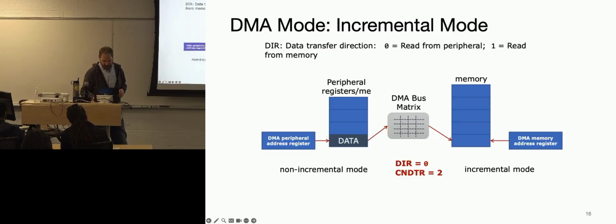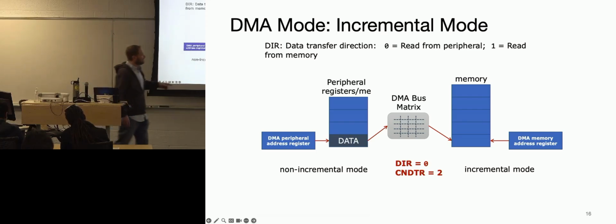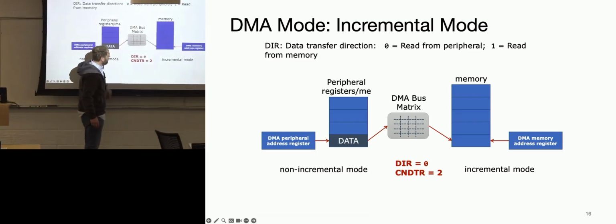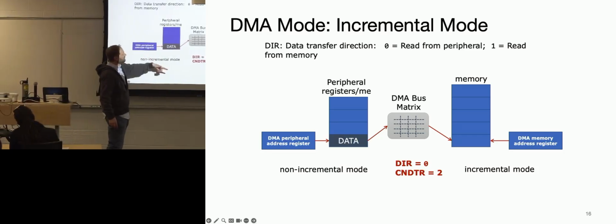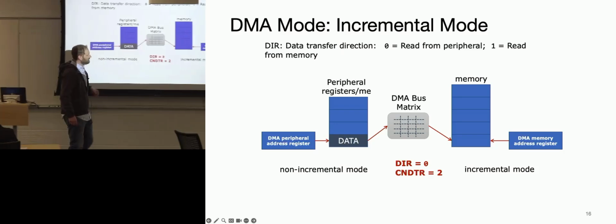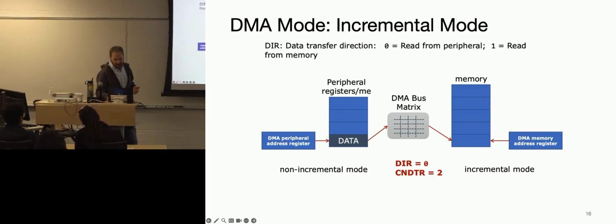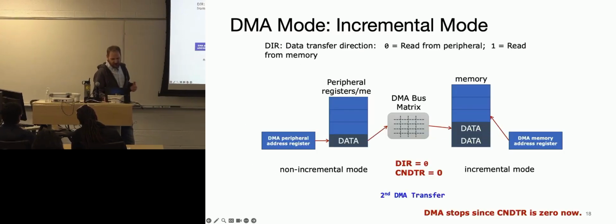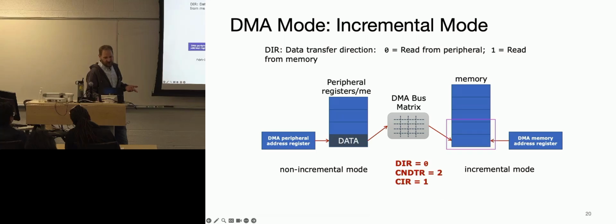There are 2 basic modes. We won't go through all the registers, but there are 2 basic modes. There's the incremental mode, where there are a couple of registers so you can say the direction and the count of how many, whether you want to go from memory to your peripheral or whatnot. And it tells you how many times you're going to increment. So there's an increment register that keeps track of it, and then you'll go through and just increment the data.